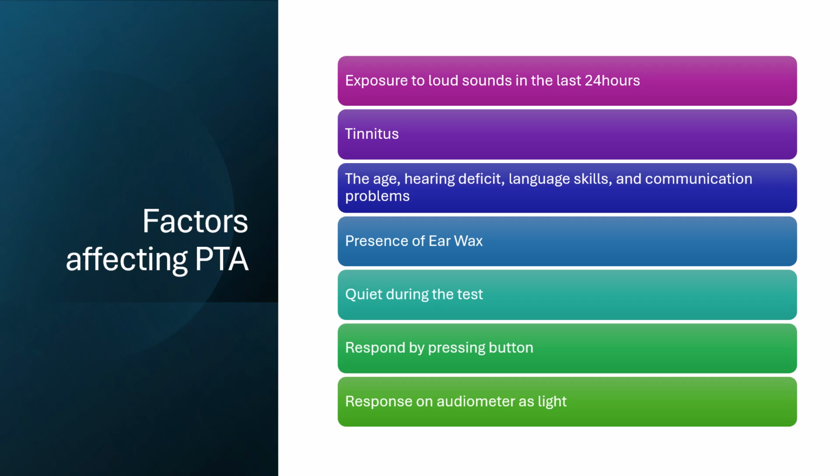Now, what are the factors that affect PTA? There are several variables that can influence PTA results. Loud noise exposure, such as just before the test. Then there may be wax in the ear canal. Then tinnitus, language and communication barriers. For example, the patient cannot understand the language you are speaking. A restless or tired patient may also not understand the instructions you are giving. Even minor issues like background noise or unclear instructions can change the results. So always double check the environment and prepare the patient.